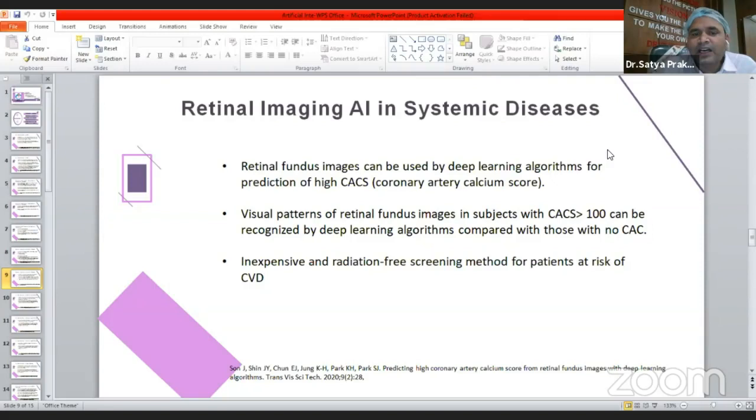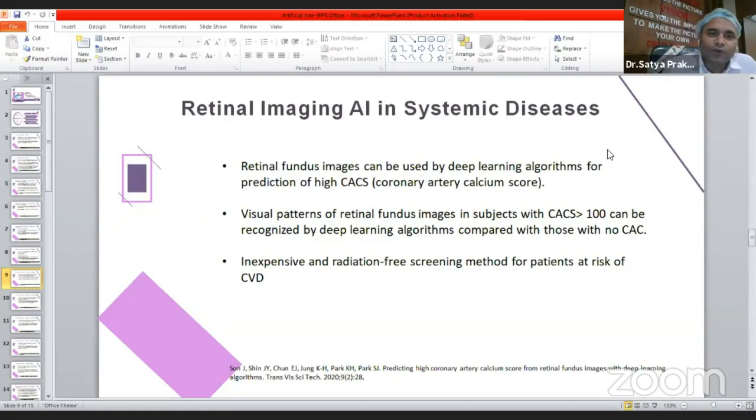The visual pattern of retinal fundus images in subjects with CACS more than 100 can be recognized by a deep learning algorithm compared to those with no CACS. It is an inexpensive, radiation-free screening method for patients at risk of coronary vascular disease.